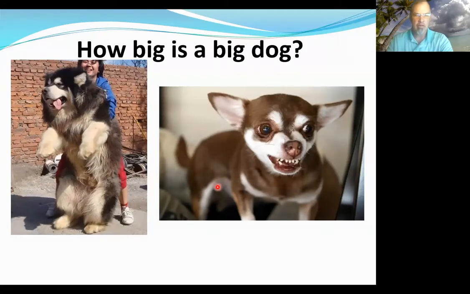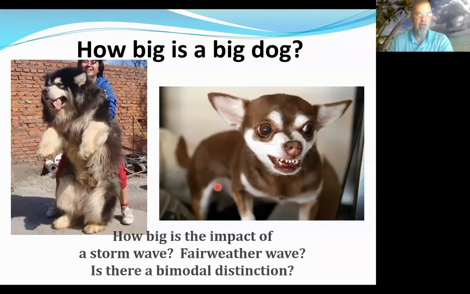So I guess the question we want to ask here is, how big is the impact of a storm weather wave or a fair weather wave? And is there a bimodal distribution? Like I said, all those cross sections I showed you, the schematic conceptual models, had, well, here's fair weather wave base and here's storm wave base. Those are definitive positions, and we can define those.